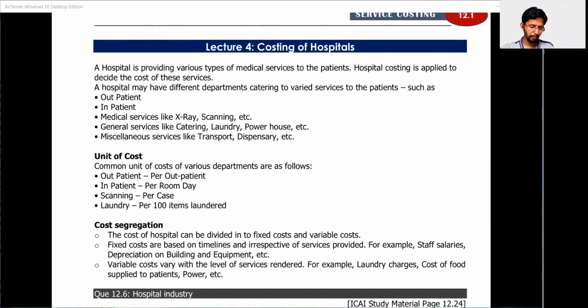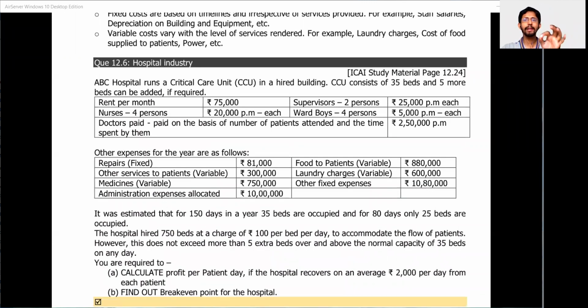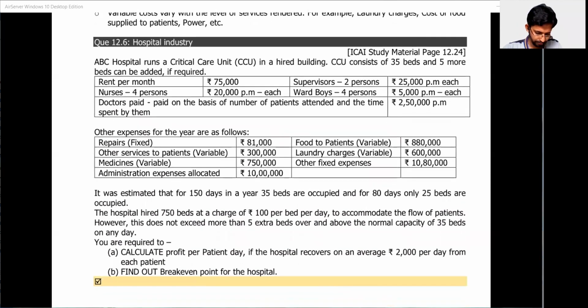Anyway, we will do the problem here. So you can take question number 12.6, pause the video and read the question 12.6. Okay, now let's see what is given in this question. ABC Hospital runs a critical care unit in a hired building. CCU consists of 35 beds and 5 more beds can be added if required. So we are talking about critical care unit. How many beds is the CCU having? It is having 35 beds, and if you want, you can add 5 more beds.